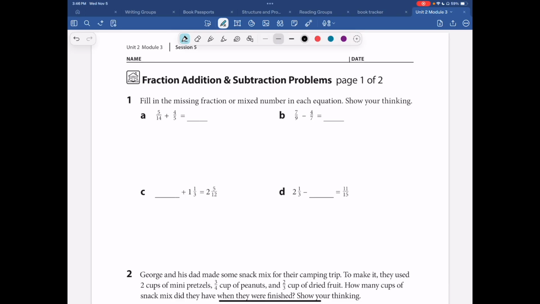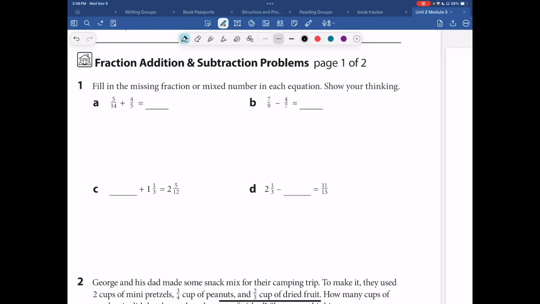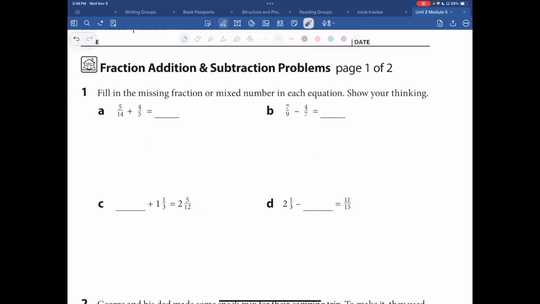All right, jumping into your homework, let's go ahead and work on problem B. So problem B, we have 7/9 minus 4/7. Now, if we think about all of our different models, thinking about what we could use, I don't think the clock or money model would be best to work with 9ths and 7ths. In my personal preference, I think a ratio table is tried and true. You can use this for any fraction. So let's go ahead and use that.